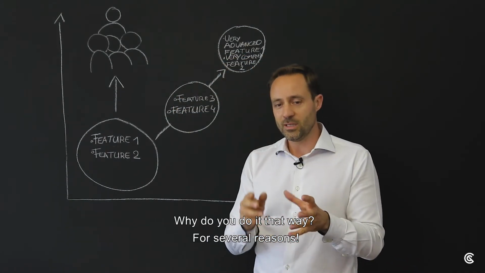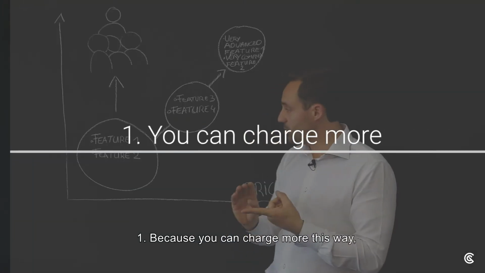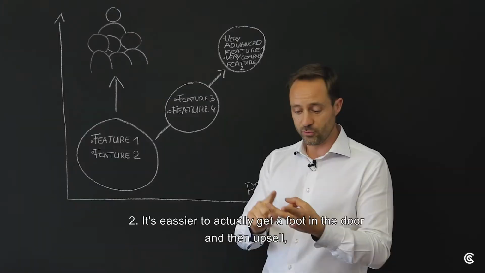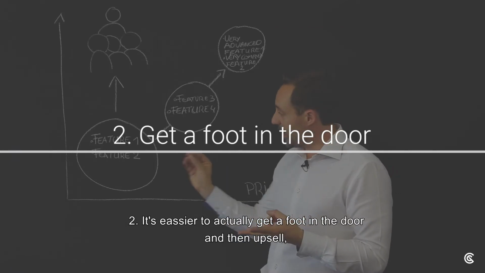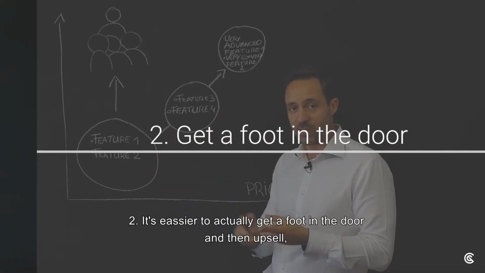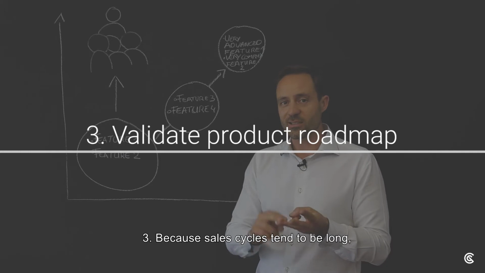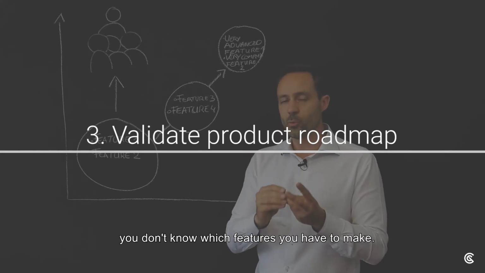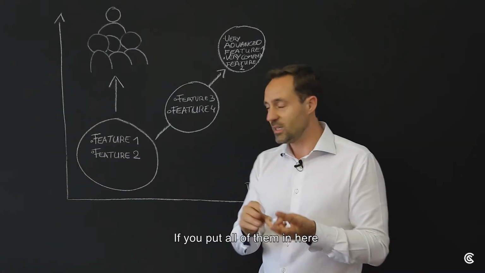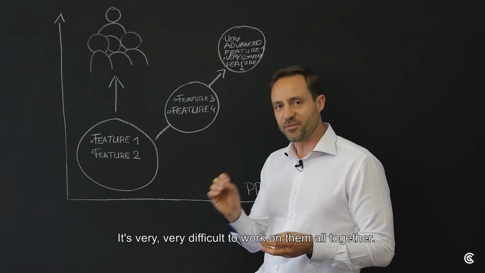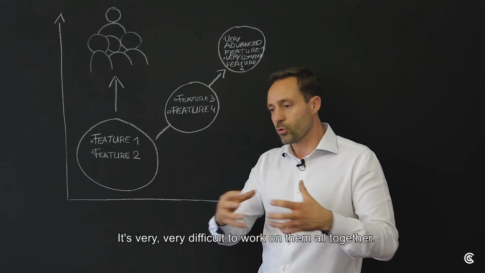Why do you do it that way? For several reasons. One, because you can charge more this way. Two, it's easier to get a foot in the door and then upsell. And three, because sales cycles tend to be long, you do not know which features you need to make. If you put all of them in here, it's very, very difficult to work on all of them together.